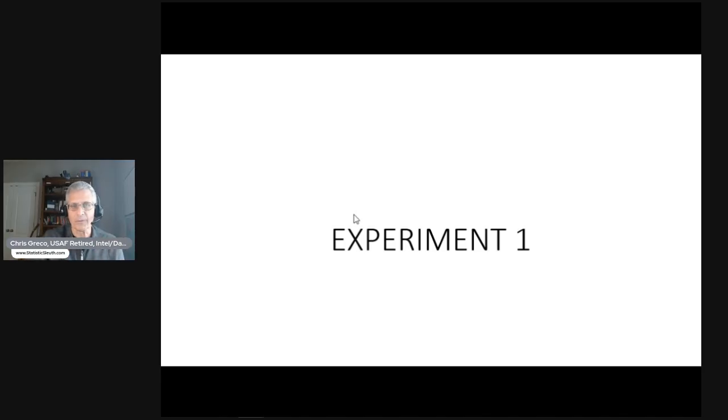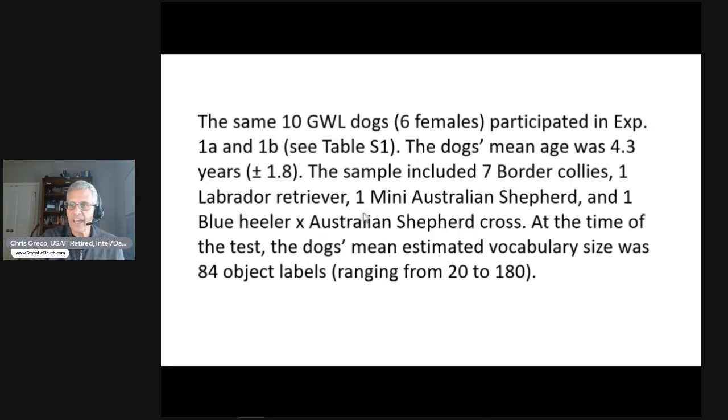Experiment 1, experiment 2. And they had two parts to each of these. Experiment 1A, experiment 1B, experiment 2. So the same 10 GWL dogs. Let me make something very clear here. These are 10 dogs. Now, I can look up how many dogs are pets in the U.S., right?